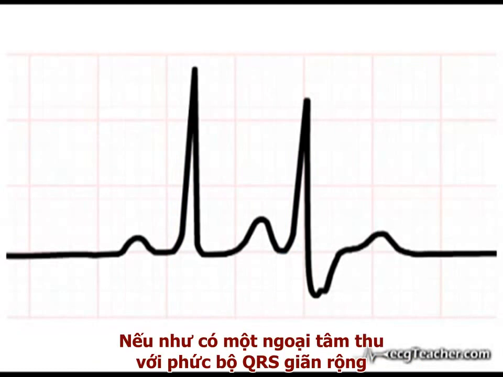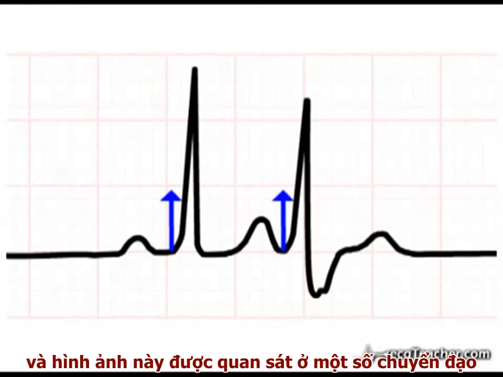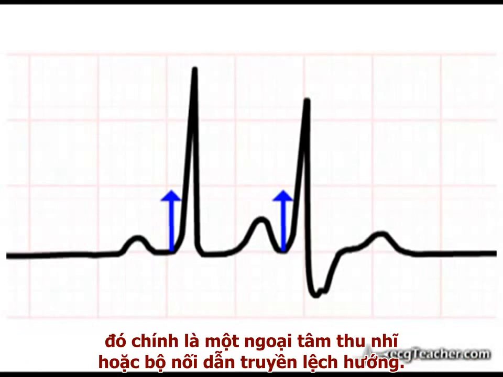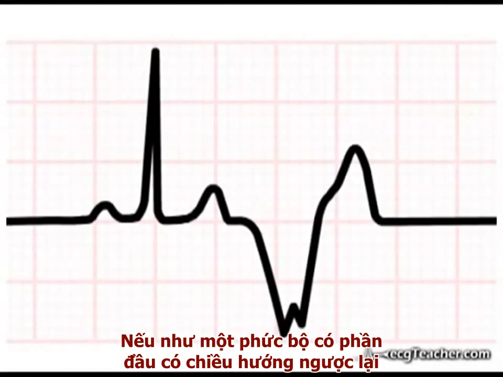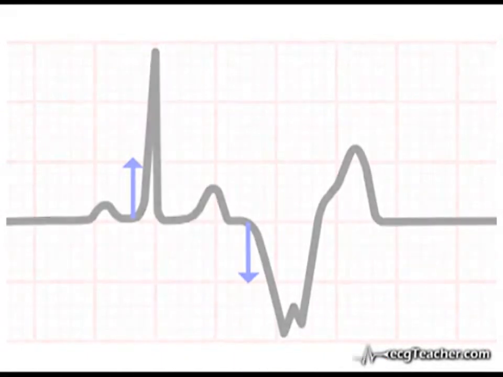In practice, if a wide premature QRS complex is initiated in the same direction as the normal complexes, and this is observed in several leads, it is likely to represent an aberrantly conducted premature atrial or junctional contraction. If the complex is initiated in the opposite direction, it is likely to represent a premature ventricular contraction.